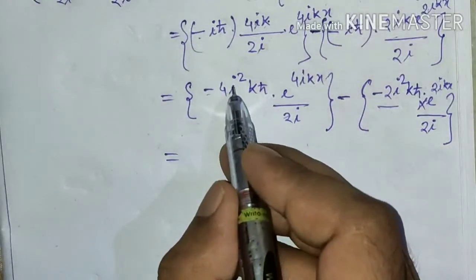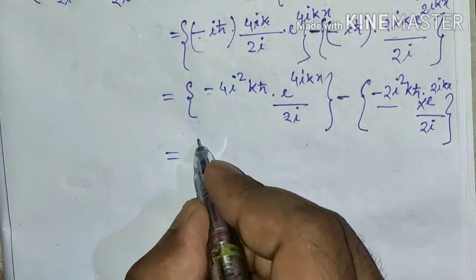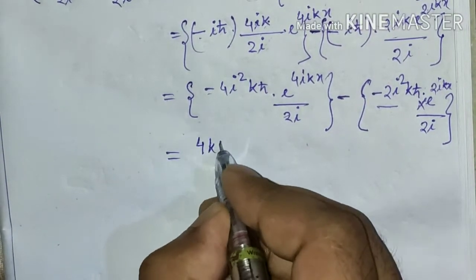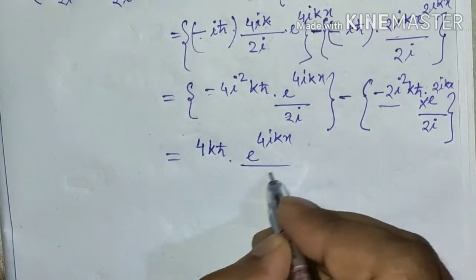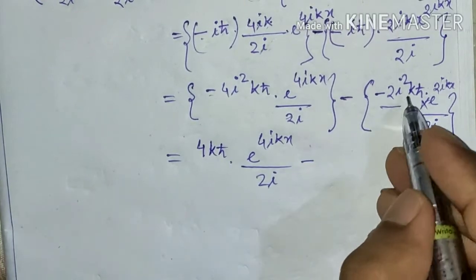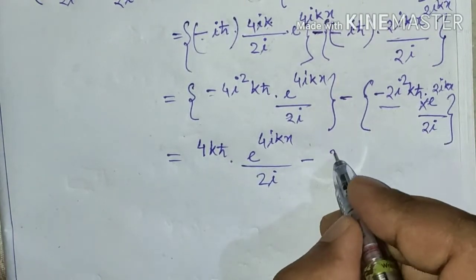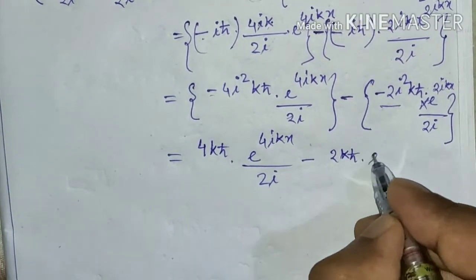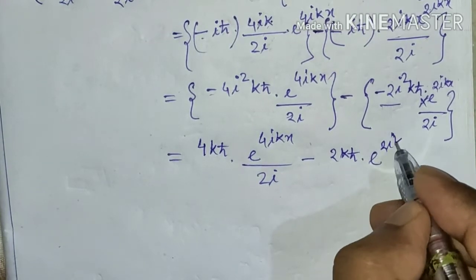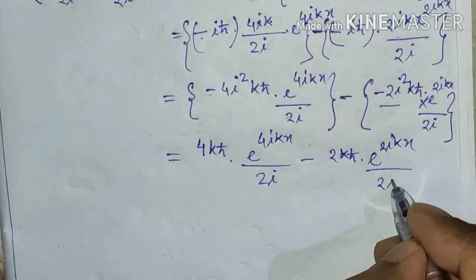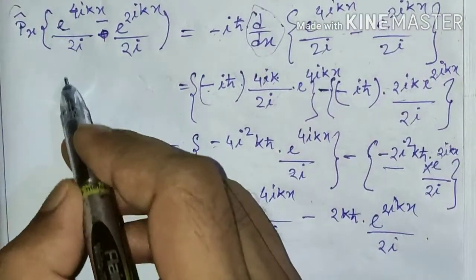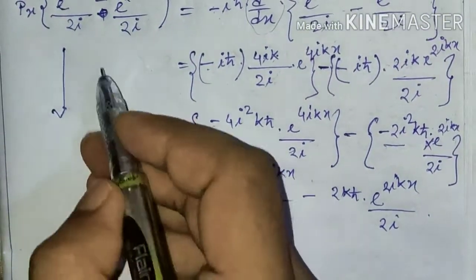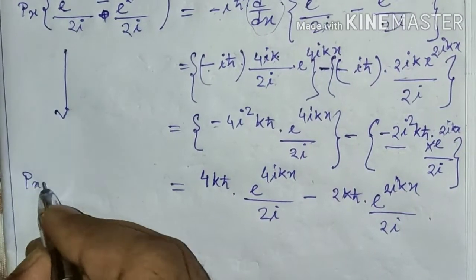In place of i² we can put minus 1, that is 4kħ into e to the power 4ikx divided by 2i, and here the value of i² is minus 1, so it is 2ikx divided by 2i. Now here we are writing this equation, writing this formula here also.